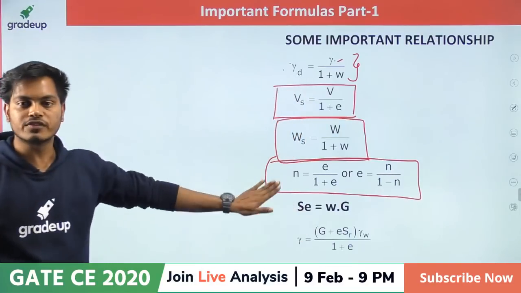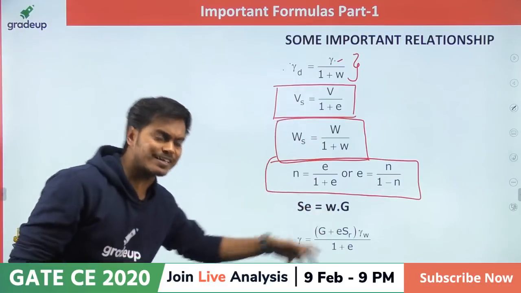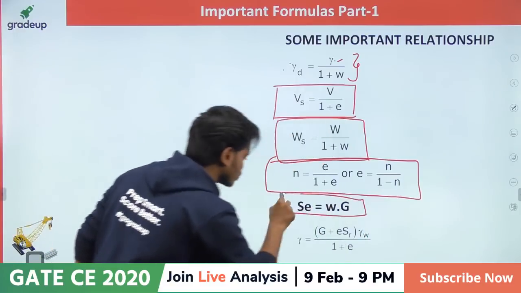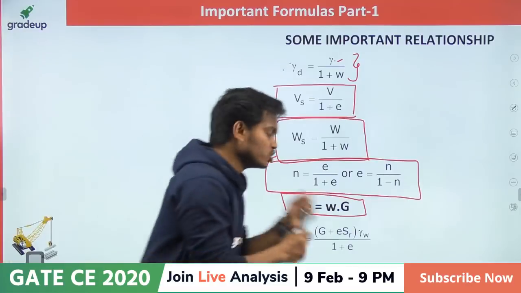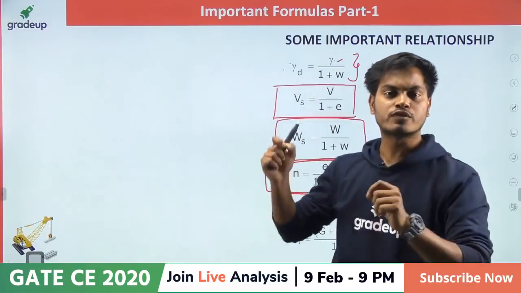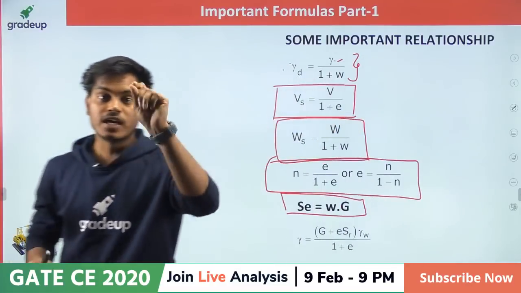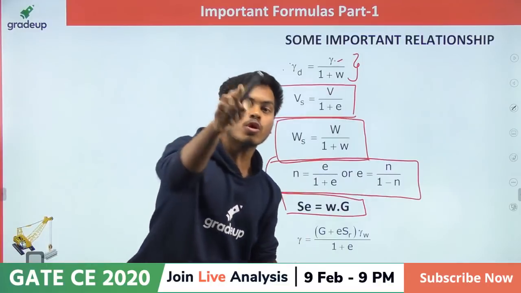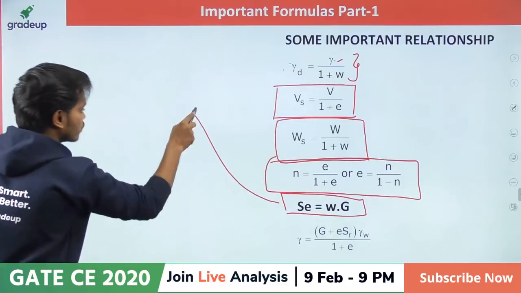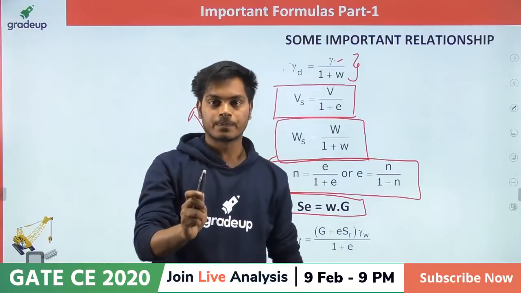नेक्स्ट इज ये बहुत ही फेमस एंड वेरी वेरी इंपॉर्टेंट रिलेशन, दिस ES इज इक्वल्स टू WG. It will be used in most of the questions. Remember this. If you have solved the previous year question, then you also know that this is the most frequently used relationship, right?